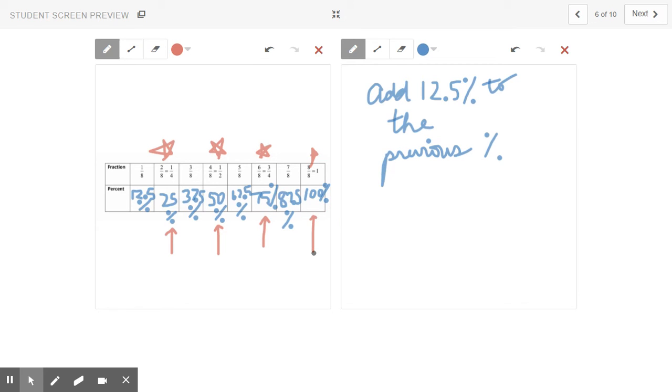So with 1/8, let's say you were asked, what is 3/8? What you could remember is 2/8, or 1/4, is 25%. So for 3/8, I would just have to add 25 plus 12.5 to get 37.5%. If I asked you to find 5/8, we know that 5/8 is really 4/8 plus 1/8. So if we know that 4/8 is 50%, just add 50 plus 12.5 to get 62.5%.